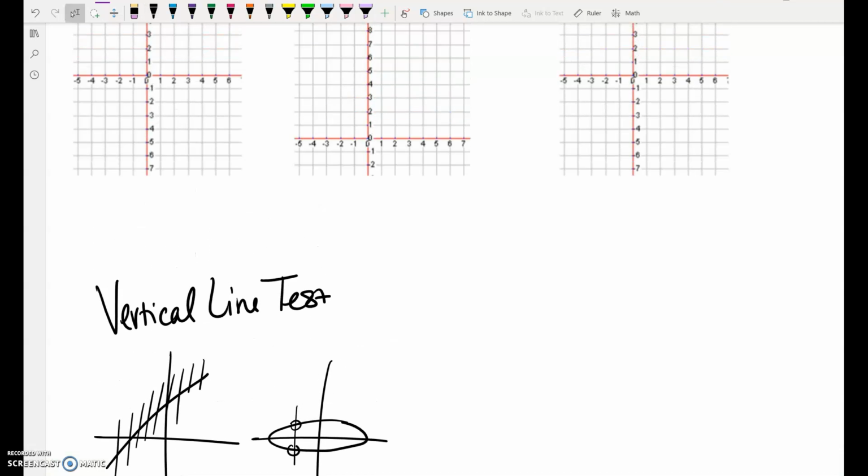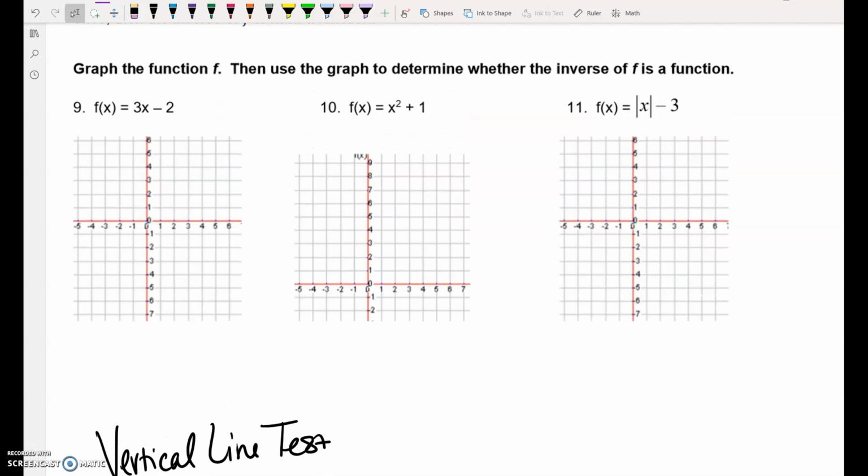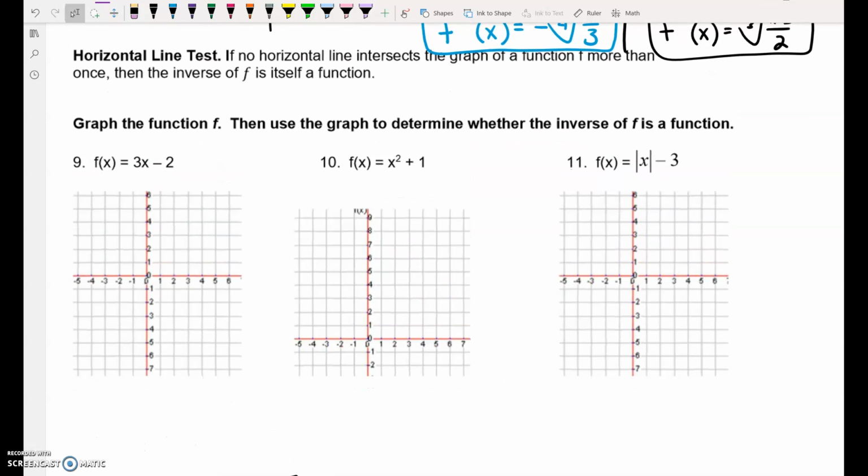Well, now we're going to do the horizontal line test. The horizontal line test will tell us if the inverse of the function is going to also be a function. And on your assignment, these are already graphed for you. So I'm going to pause the video quick and I'm going to sketch these graphs in. Okay, so this is what all 3 of these graphs look like.